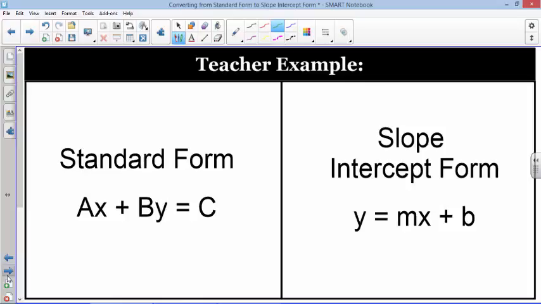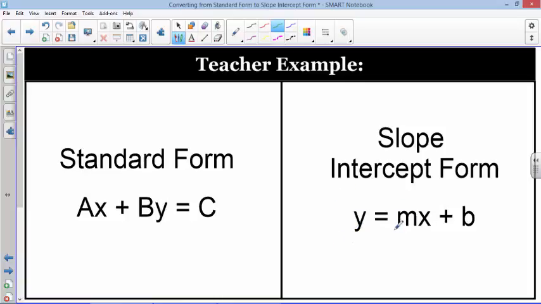So what we're going to do in this video is work with two different types of equations of a line. We're going to do standard form, which is ax plus by equals c, and convert that into slope-intercept form, which is y equals mx plus b.